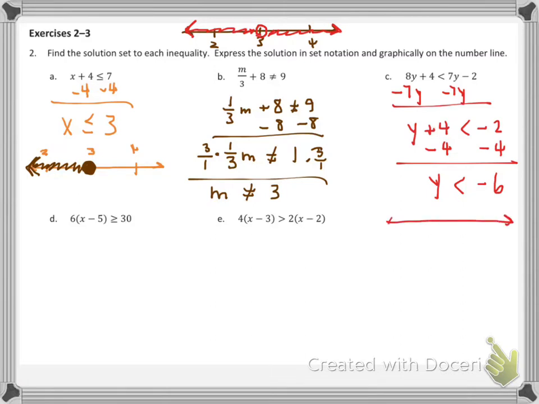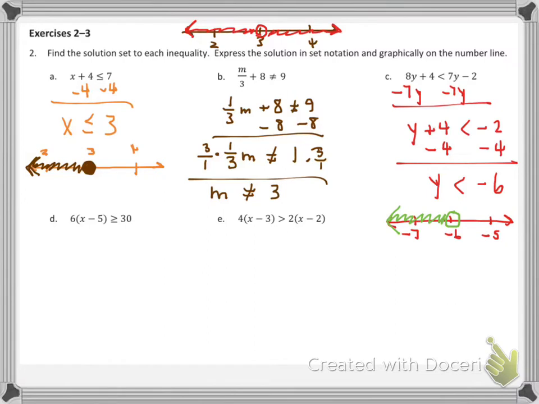So I just need the negative 6 in here somewhere. I'll put it right in the middle. This would be a negative 5. This would be a negative 7. And then graph it. So not negative 6, open circle, but everything smaller, shade it to the left. All right, part D.